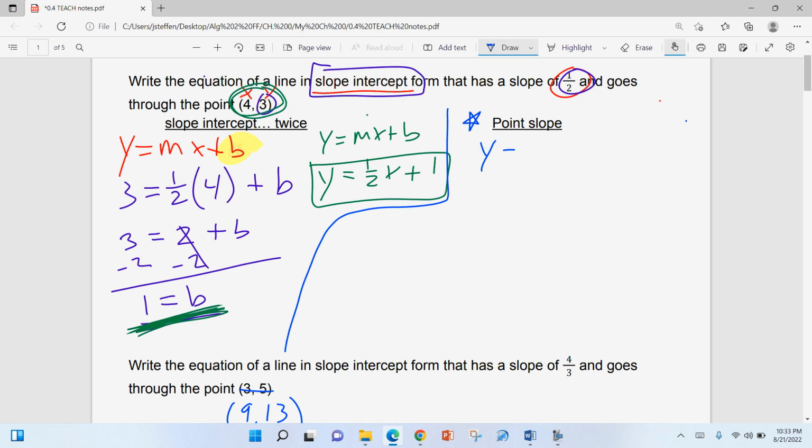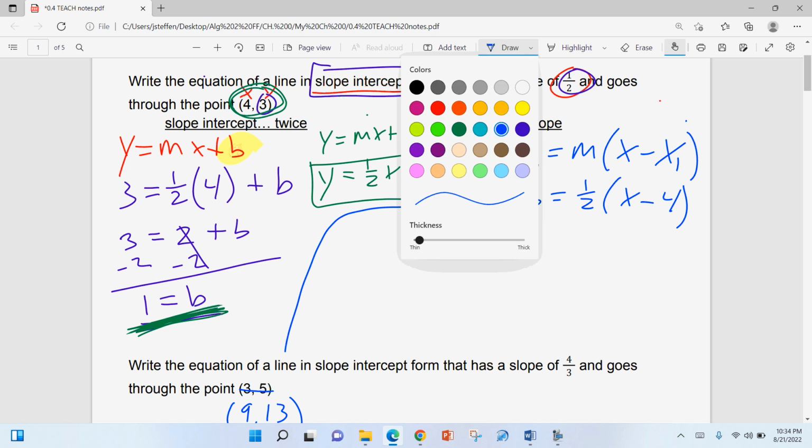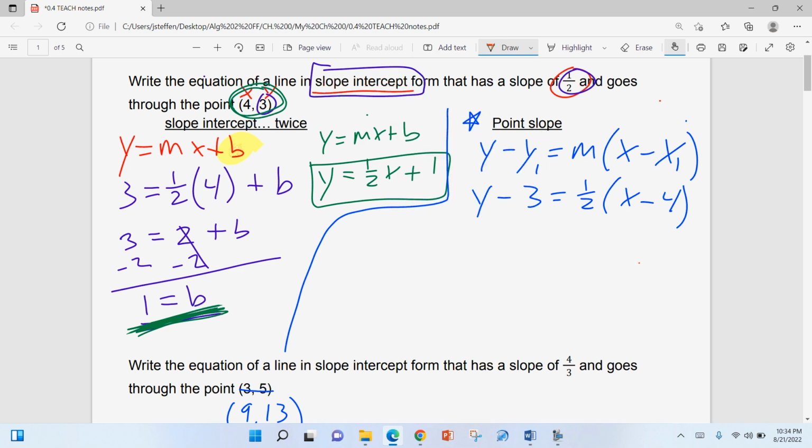So I've been using point-slope form. That's y minus y1 is equal to my slope times x minus x1. So I sub in my x and y. My y is 3, my slope is 1/2, x minus my x value, which is 4. And again, we do this the same way we've been doing it the last couple days. I take my 2 and distribute that to the left, my 1 distribute that to the right. So I have 2y minus 6 is equal to 1x minus 4.